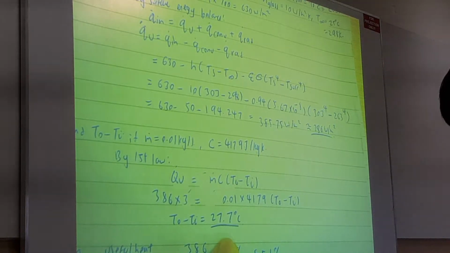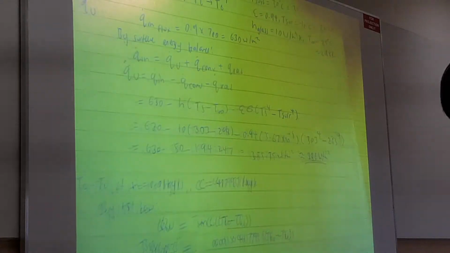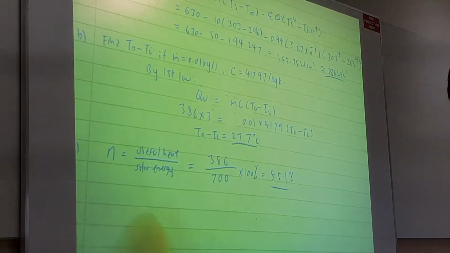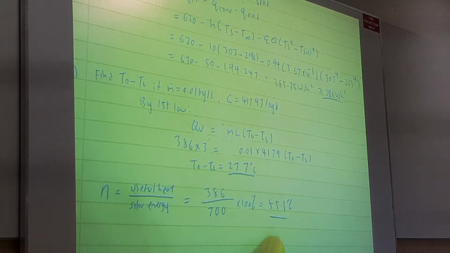Okay. The last part is where they ask you to find the efficiency, which is basically the ratio of useful heat over the total solar energy. Useful heat is the amount of heat collected, which is QU, 386 as calculated from part A. The total solar energy is the total amount of energy incident to the contraption, which is 700 watts per meter square. So you get a ratio of 55.1%. That's all.